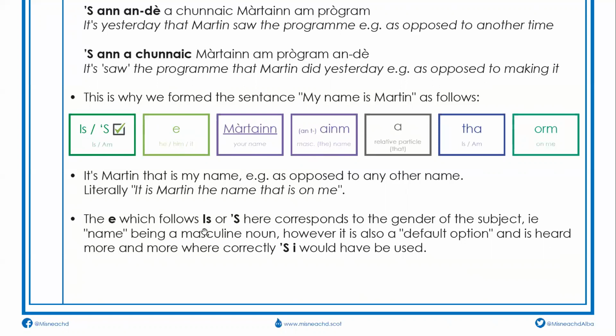The "a" which follows "is", or which is often abbreviated, here corresponds to the gender of the subject, i.e. "name" being a masculine noun. However, this has now become a default option and is heard more and more where traditionally, or strictly correctly, in the traditional sense, it would be "she" that would have been used.